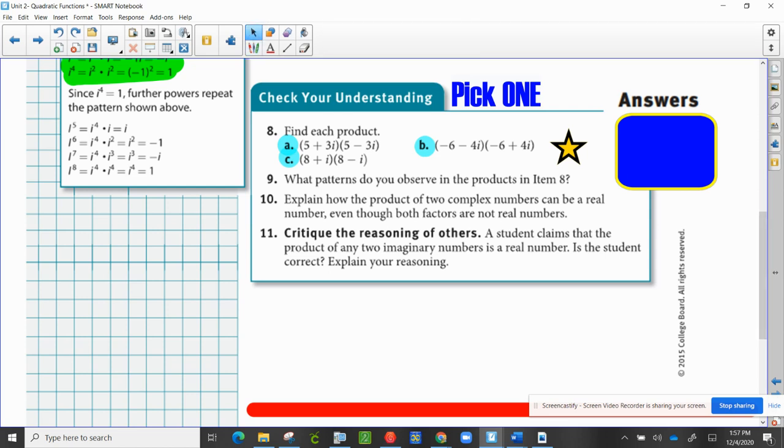Okay, so depending on what problem you picked, here are the answers. All of these actually ended up being what's called conjugates. We'll learn about that a little bit more later. But the i terms actually all canceled out after you did the i squared. So those are a little different ones. But the answers were 34, 52, or 65.